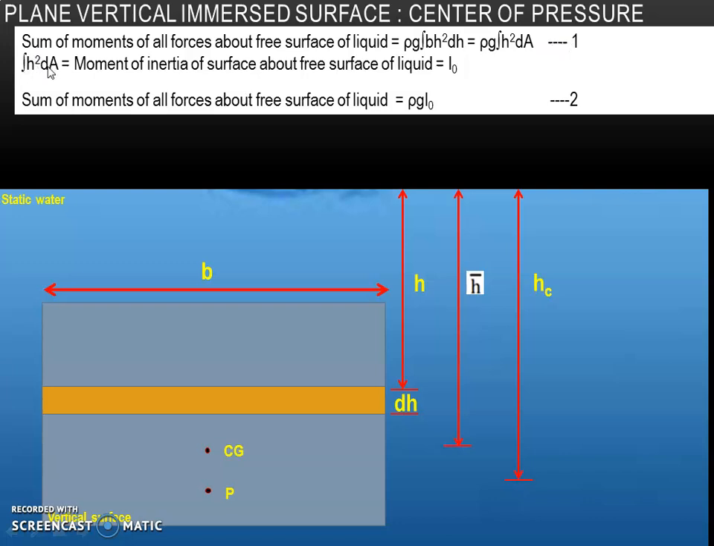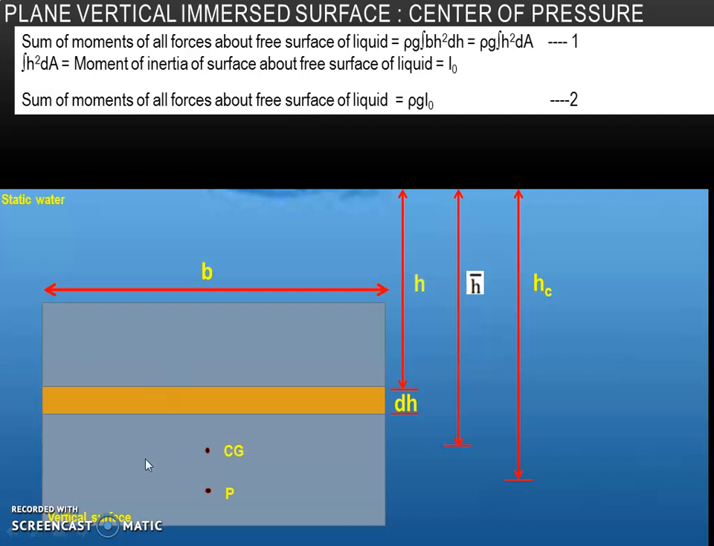Here integration of H square into dA is written as moment of inertia of surface about free surface of liquid, which is nothing but equal to I naught. So sum of moments of all the forces about free surface of liquid will be rho g I naught. Here integration of H square dA is replaced by I naught. So we will name this as equation 2. So this expression gives us sum of moments of all the forces about free surface of liquid.